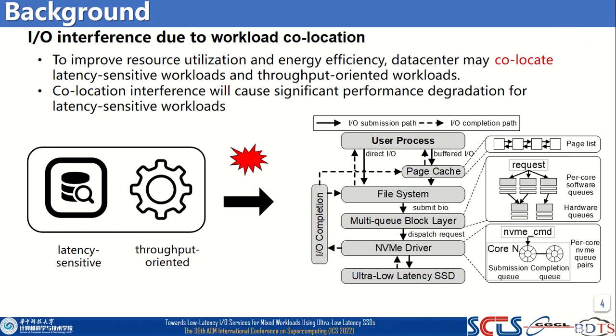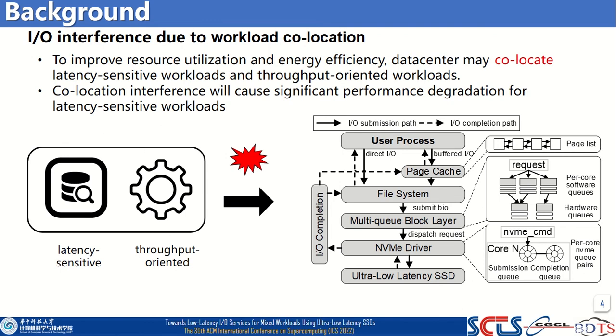However, to improve resource utilization and energy efficiency, data centers usually collocate throughput-oriented workloads and latency-sensitive workloads on the same server. When they co-run on the same server, the collocation interference will cause significant performance degradation for the latency-sensitive workloads.